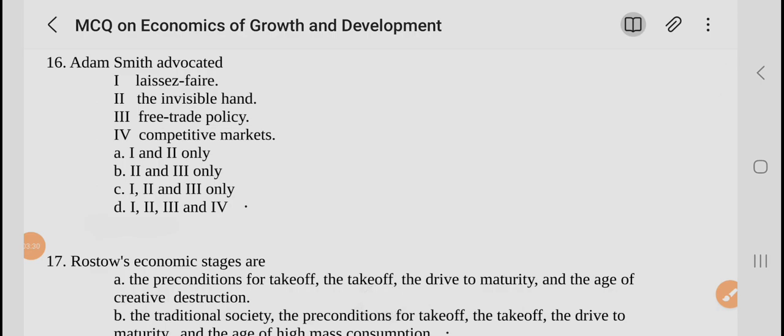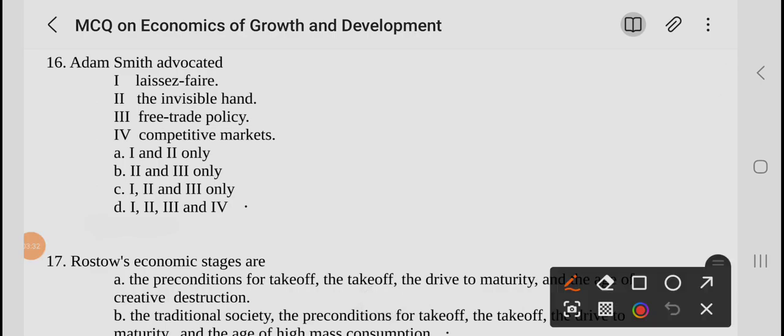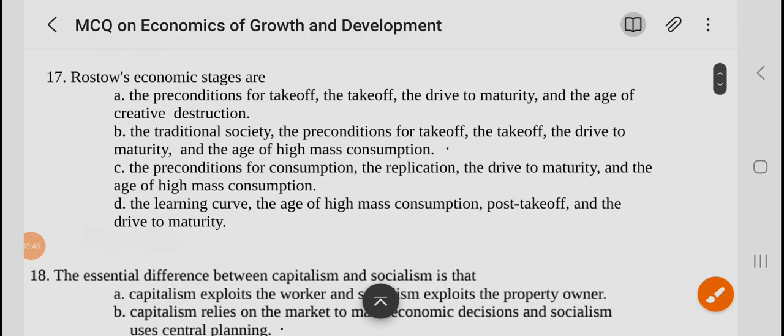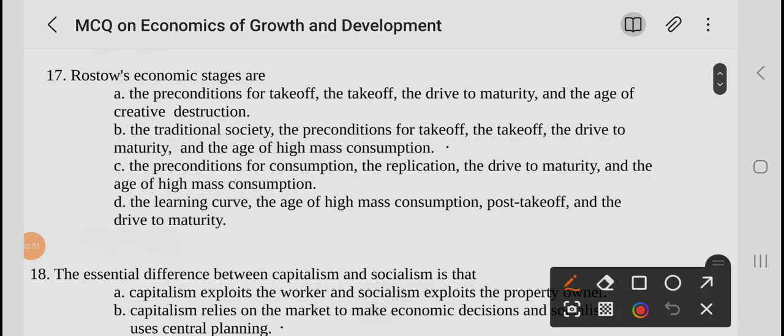Adam Smith advocated which of the following? Laissez-faire, invisible hand, free trade policy, competitive markets. He advocated all four. So the answer is D. Rostow's economic stages are the traditional society, the preconditions for takeoff, the drive to maturity and the age of high mass consumption.